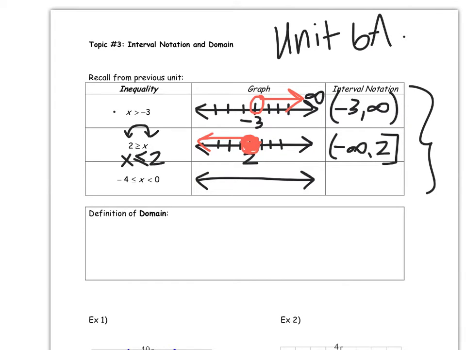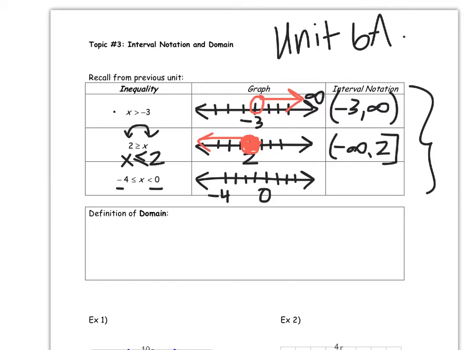Alright, lastly, this is a combination of 2 intervals. It says -4 is less than or equal to x, which is less than 0. So from left to right, I'm going to put these 2 values on my number line, -4. Then I can have some tick marks here, -3, -2, -1, 0. This would be 0, and then it would continue.